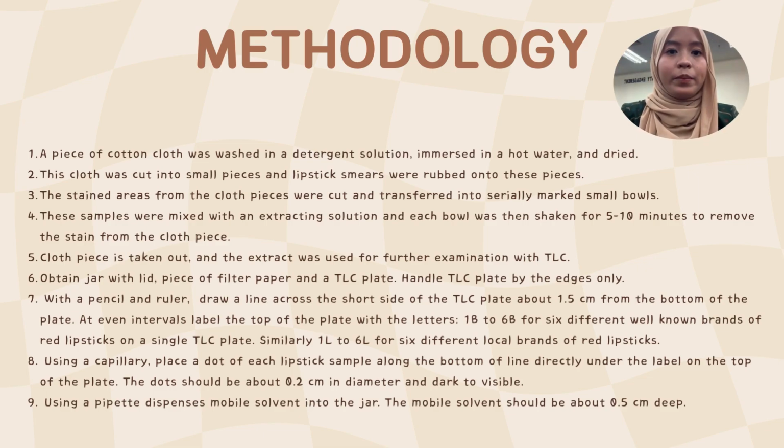Number 1. A piece of cotton cloth was washed in a detergent solution, immersed in hot water and dried. Number 2. This cloth was cut into small pieces and lipstick streamers were rubbed onto these pieces. Number 3. The stain area from the cloth pieces were cut and transferred into serial marked small bulbs.